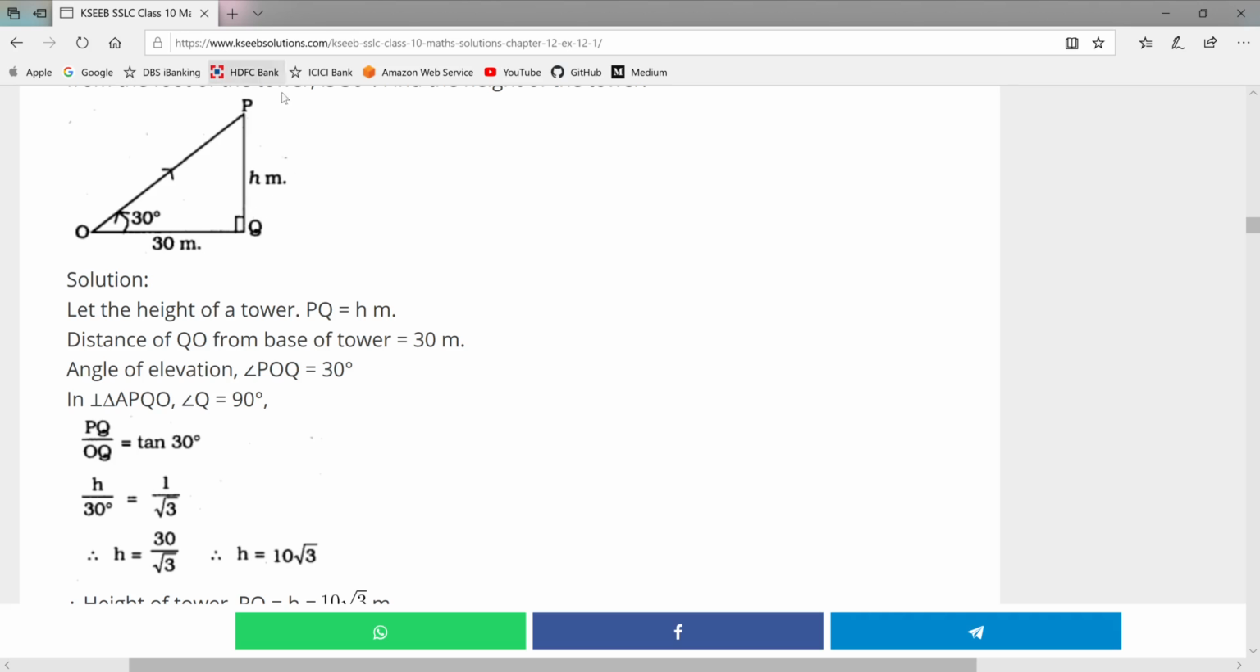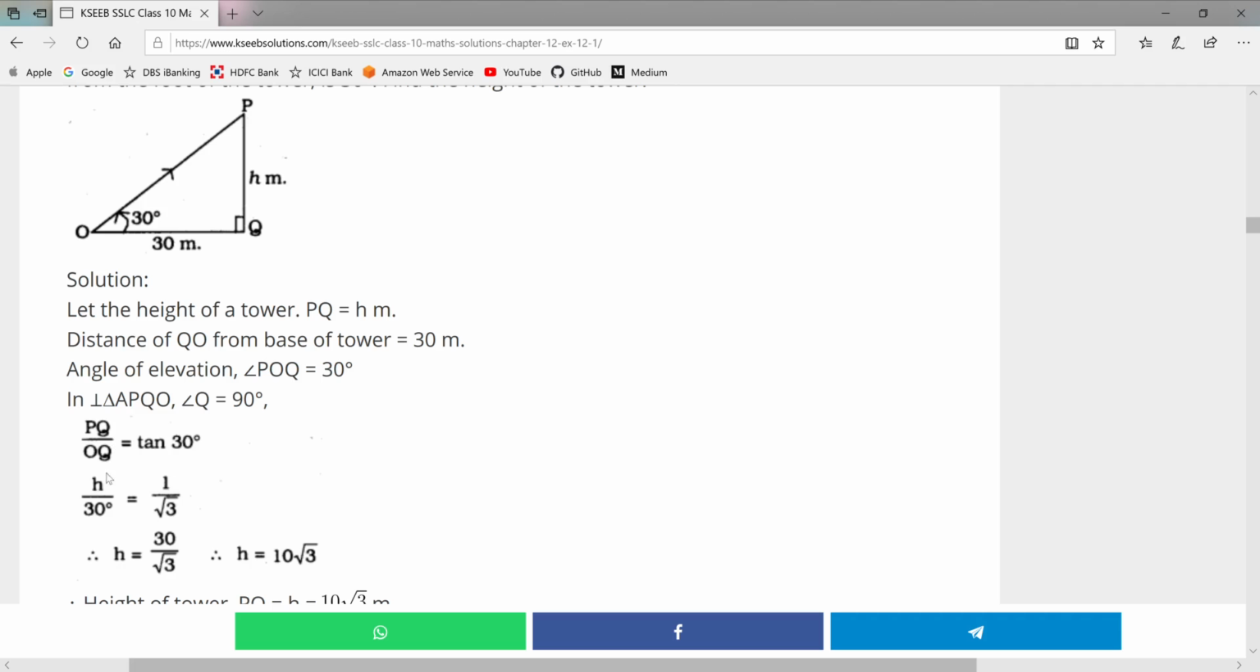Okay, take tan 30 degrees here. Tan 30 degrees means the theta value is 30 degrees. Opposite side is PQ and the adjacent side is OQ. For tan, it is opposite divided by adjacent. So the tan 30 degree value is 1 by root 3.